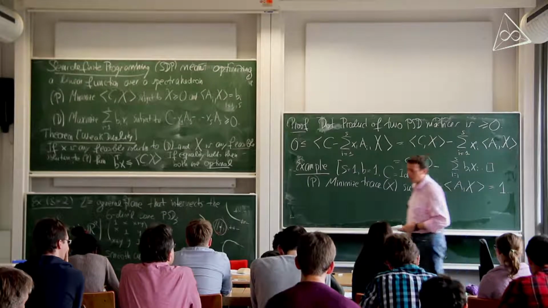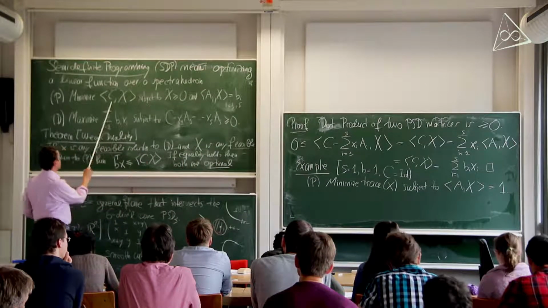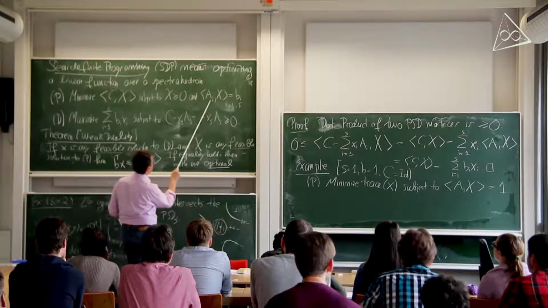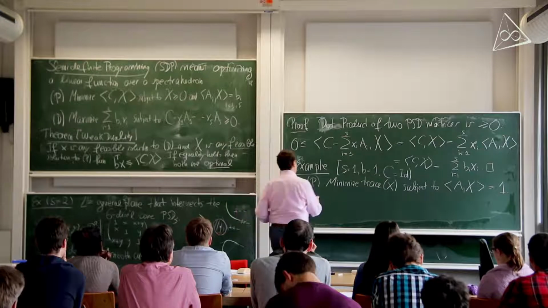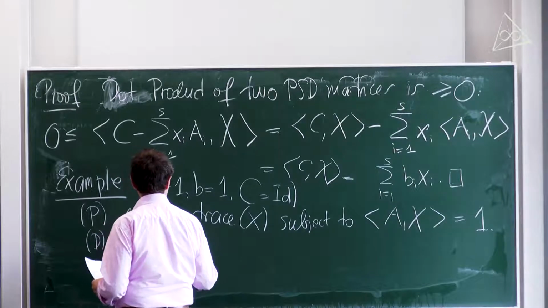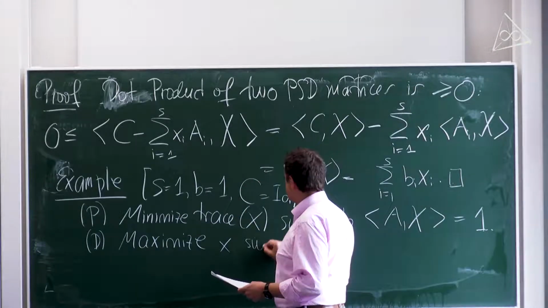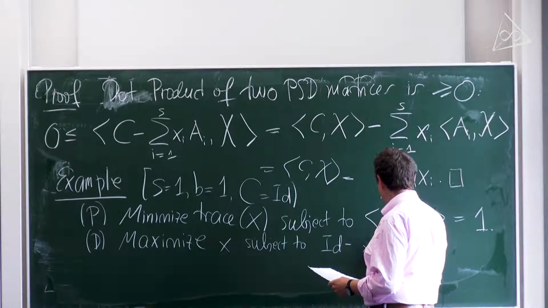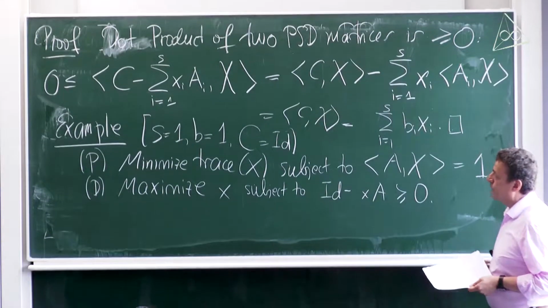Okay, now why is that? You just plug in. So the trace of X, well, C is the identity matrix, right? So the trace of identity times X is the trace of X. Okay, and then, there's only one equation, A dot X is 1. Right? So that's the primal formulation. Now what's the dual formulation? So the dual formulation is maximize little x. It's a scalar. There's only one little x, subject to the LMI that says take the identity matrix minus little x times A, positive semi-definite. Right? So this is the primal and the dual.